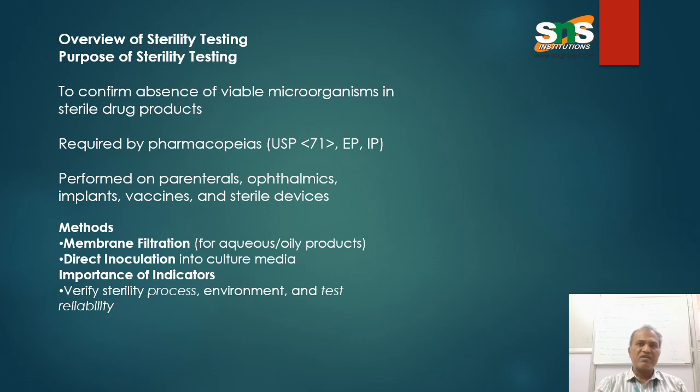Next, the importance of the indicators. They verify the sterility process, showing how the sterility process is going on, whether it is efficient or inefficient. Next, they assess the environment and test reliability in the pharmaceutical industry.